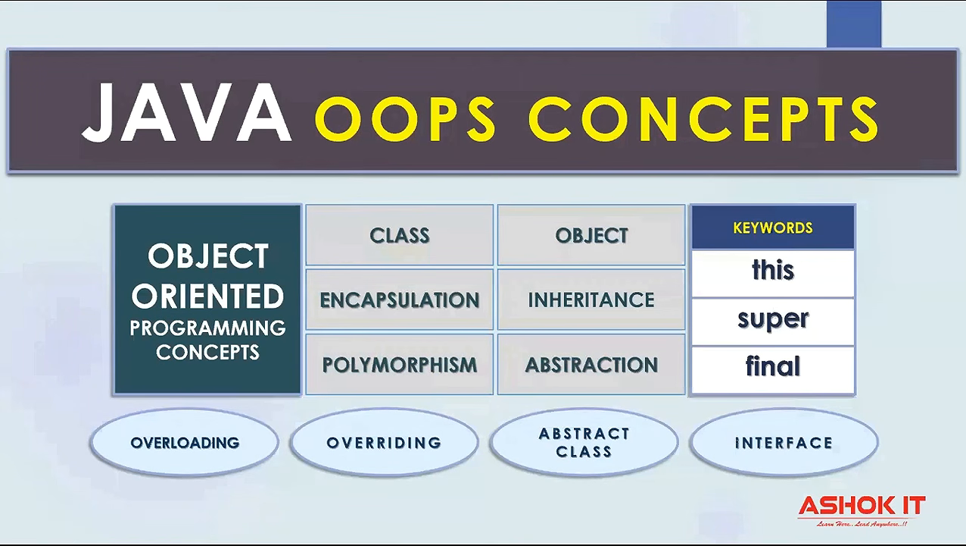In this video, we will be seeing Java OOPS concepts. What is class, what is object, and the four important OOPS principles, that is encapsulation, inheritance, polymorphism, and abstraction. We will also be seeing overloading and overriding. And other than this, we will also be seeing how to use and when to use this keyword, super keyword, and final keyword in a Java program.